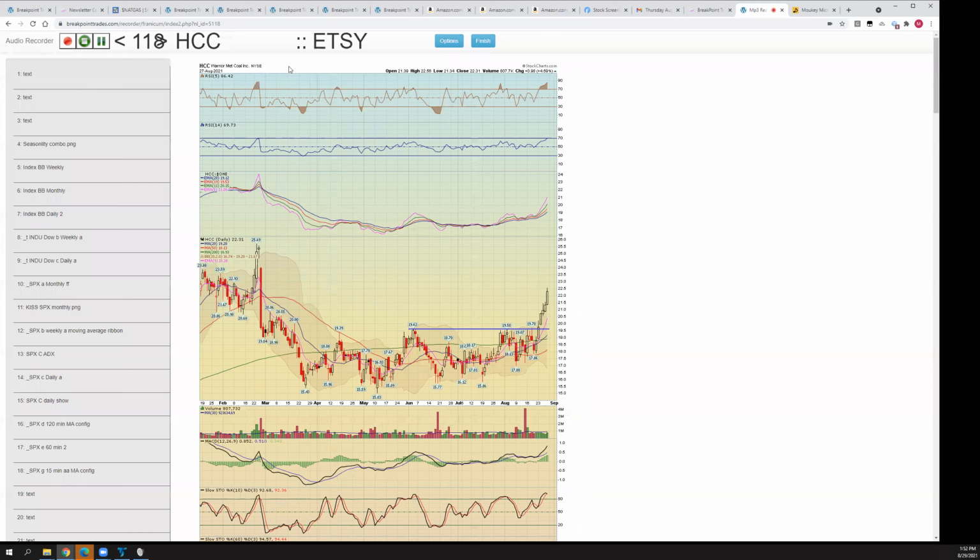Next. Chart 118, HCC. Another idea from a couple weeks ago, triggered early last week. My initial swing stop would have been maybe here or here at the widest. I like to use the higher lows. Nice move. My style would be now to take some profits, take half off, take 3/4 off, reset a stop, maybe trail the 9 EMA.